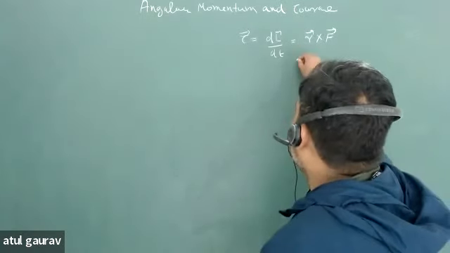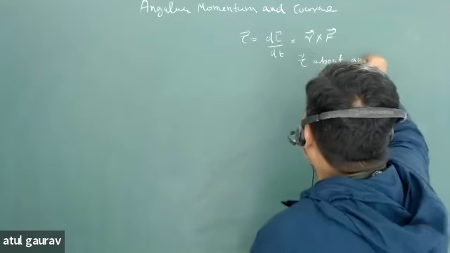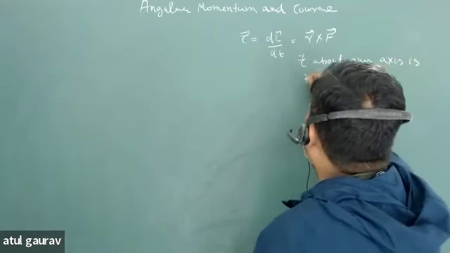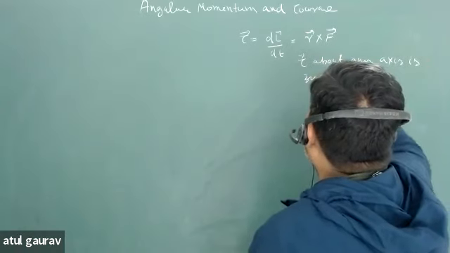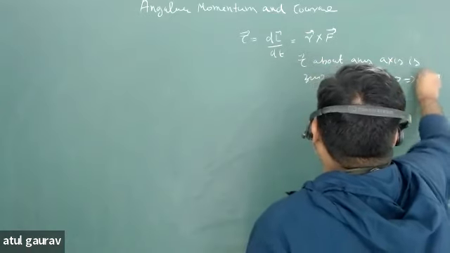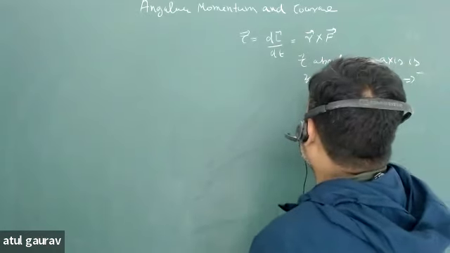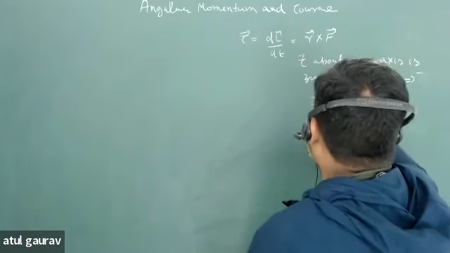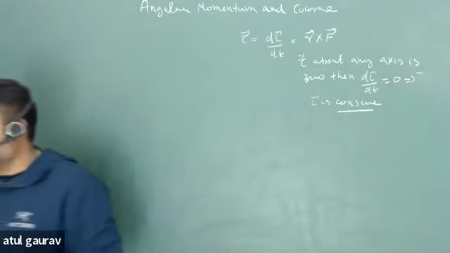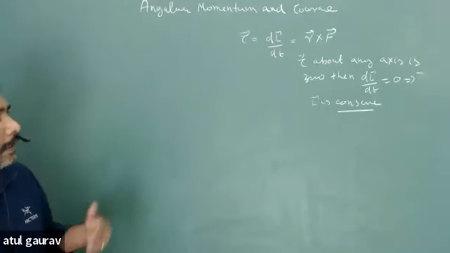So if torque about any axis, so axis is very important, is 0, then dL upon dt is equal to 0, which implies angular momentum L is conserved. Okay. Now, this is the basic definition of torque and angular momentum.